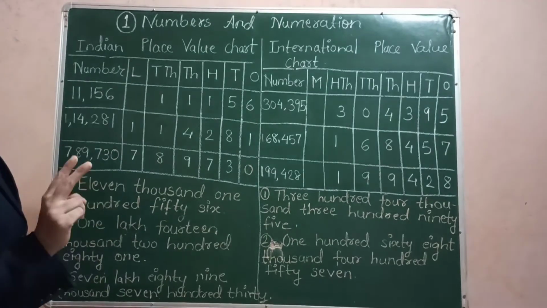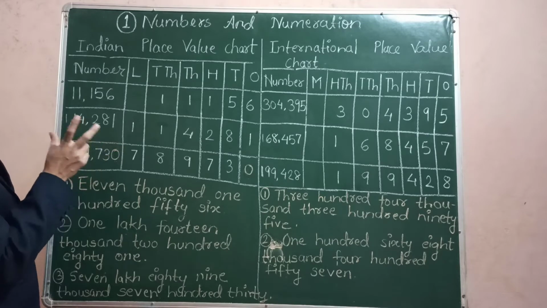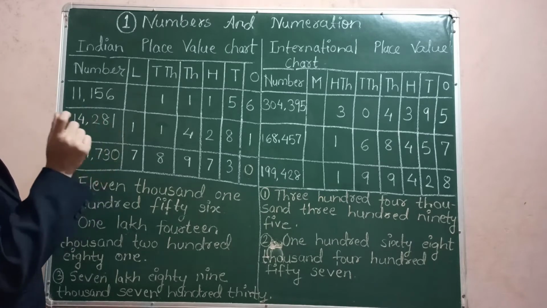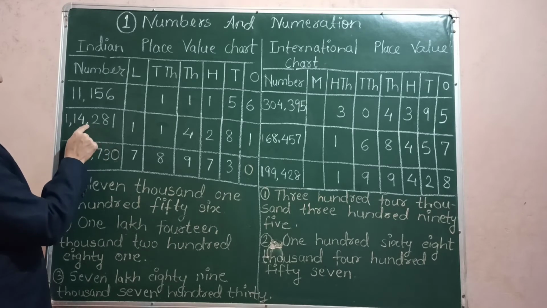So now there will be two commas because we have to separate this number into the periods. So before these three numbers I have put a comma.